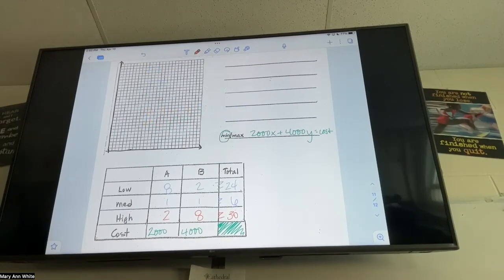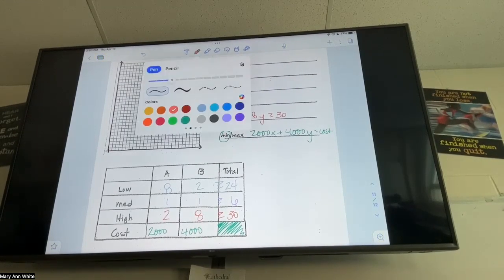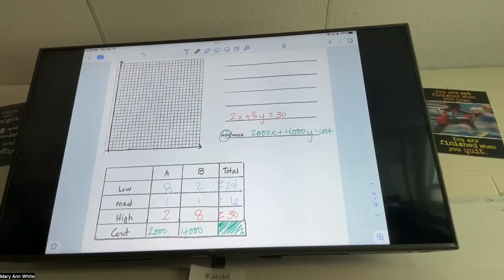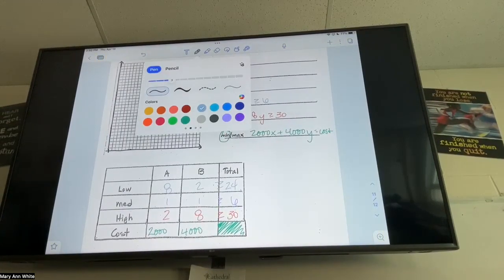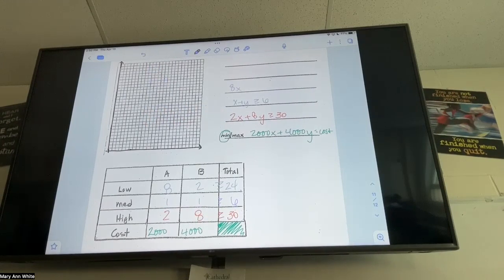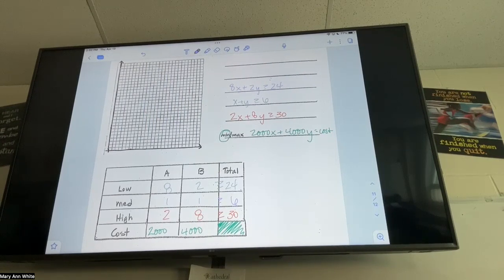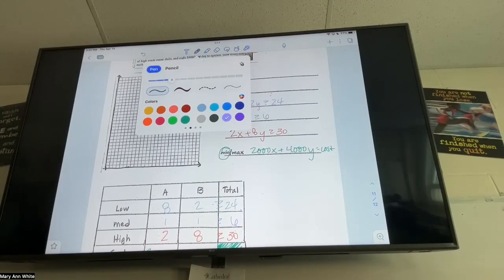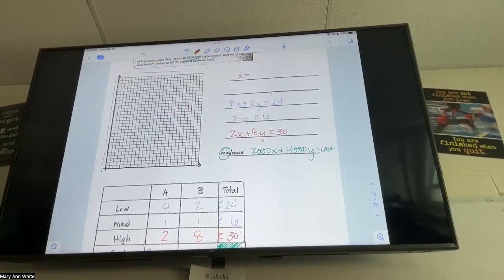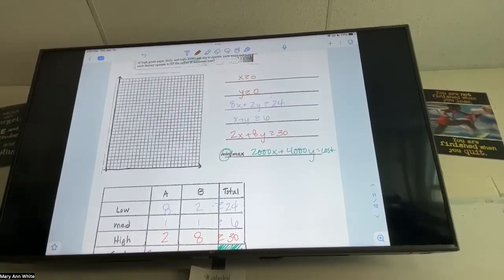Then I'll do my high, I've got 2x plus 8y is greater than or equal to 30. Am I moving too fast, or is everybody okay? Medium is going to be x plus y is greater than or equal to 6. And then low is 8x plus 2y is greater than or equal to 24. And then we always have to do our x and y. x is greater than or equal to 0, y is greater than or equal to 0. Always got to do those two.